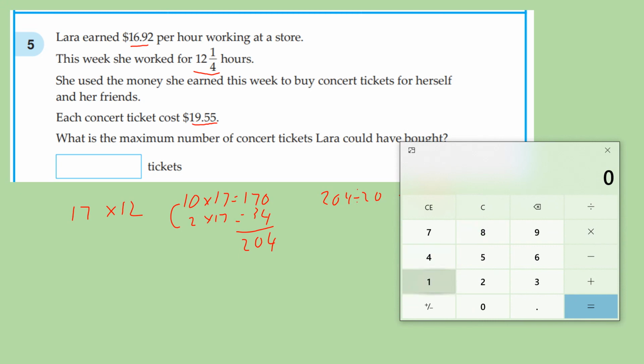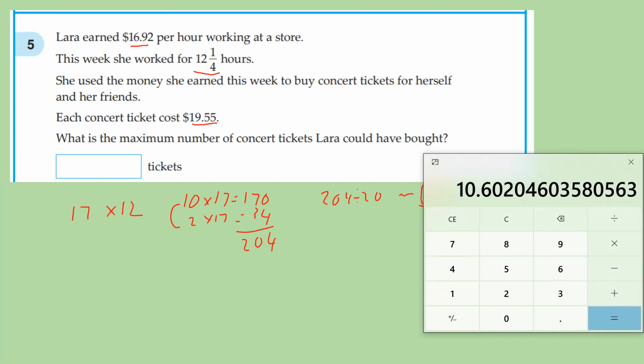Finally able to grab it. So we've got to do 16.92 times 12.25. 207.27 divided by 19.55 is 10.6. So my estimate was pretty good. Can't buy 11, we can only buy 10.